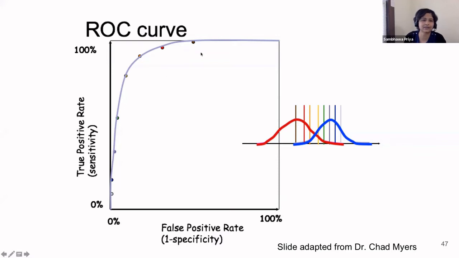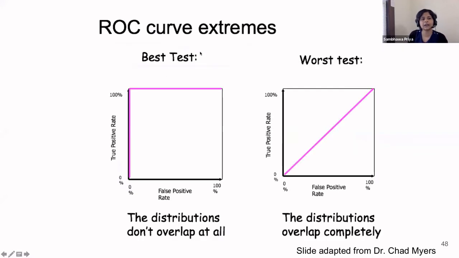So some of the ROC curve extremes are like the best test example, where the distributions don't overlap at all, right? Usually you won't find this kind of performance in any real-world example. And the worst case situation is where the distributions overlap completely, like that red and blue line. So you can't really identify the cases from the controls.